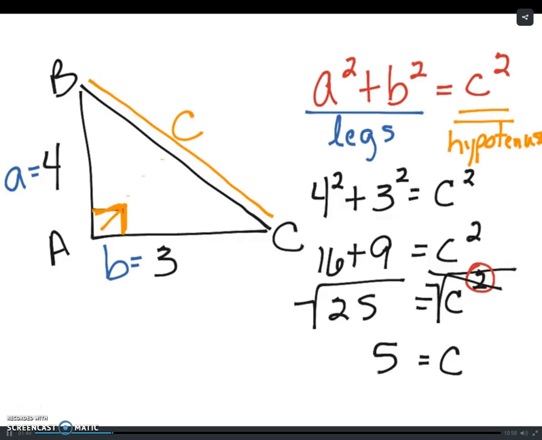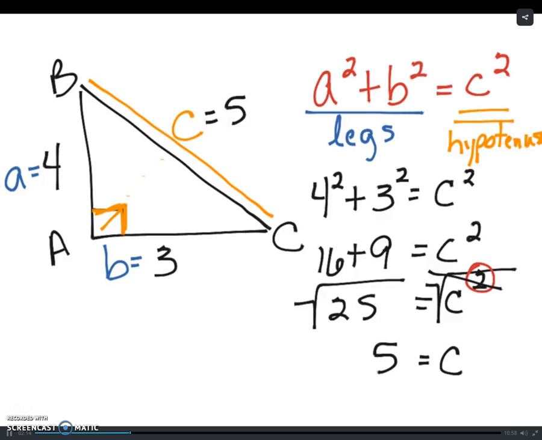Now, if it had been some other number that was not a perfect square, remember that you would need to go through the process of simplifying your radical like we did in 8.1. Also, if you forget how to do that, we also covered that back in chapter 0, so you can go back and look at the chapter 0 lesson on radicals. Okay? So we know this side is 5.